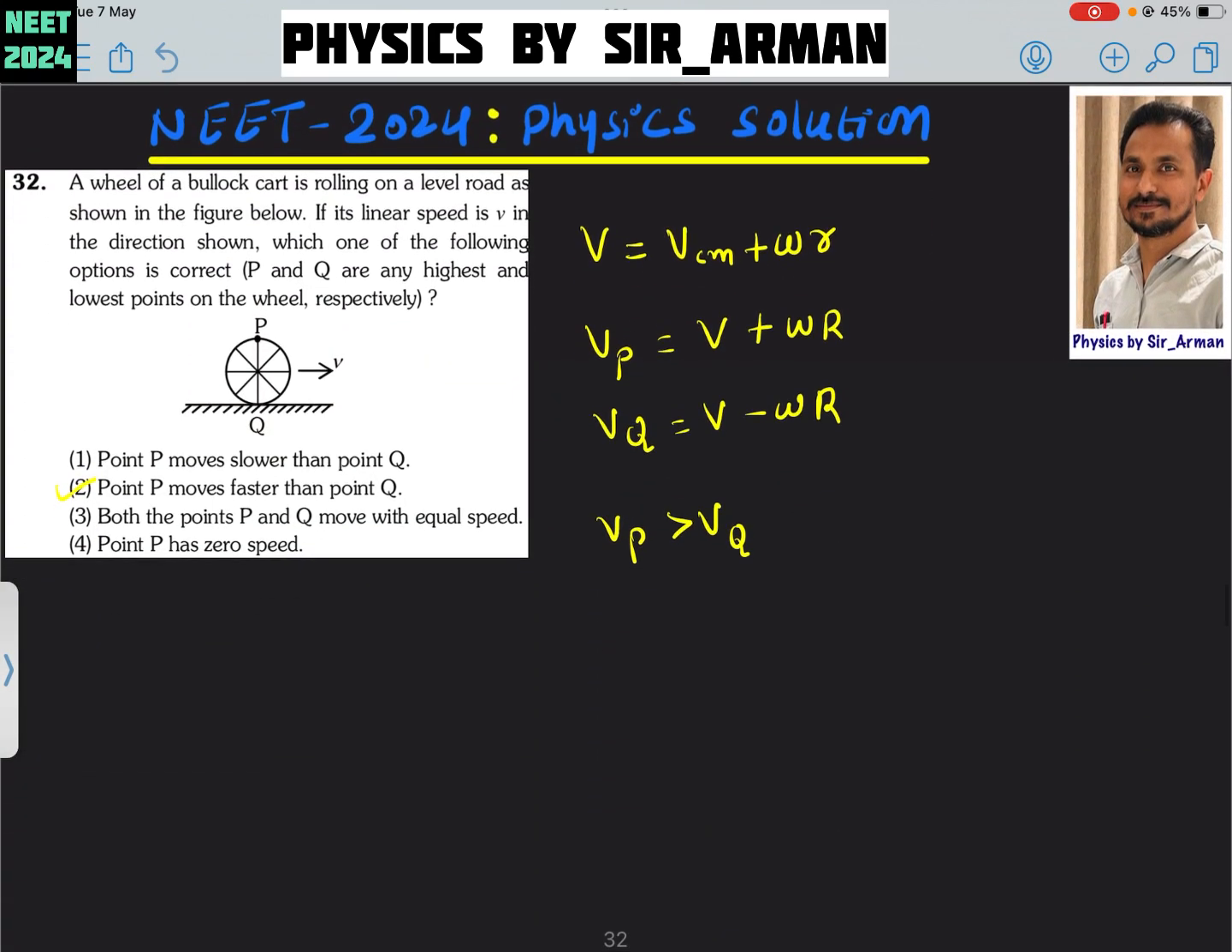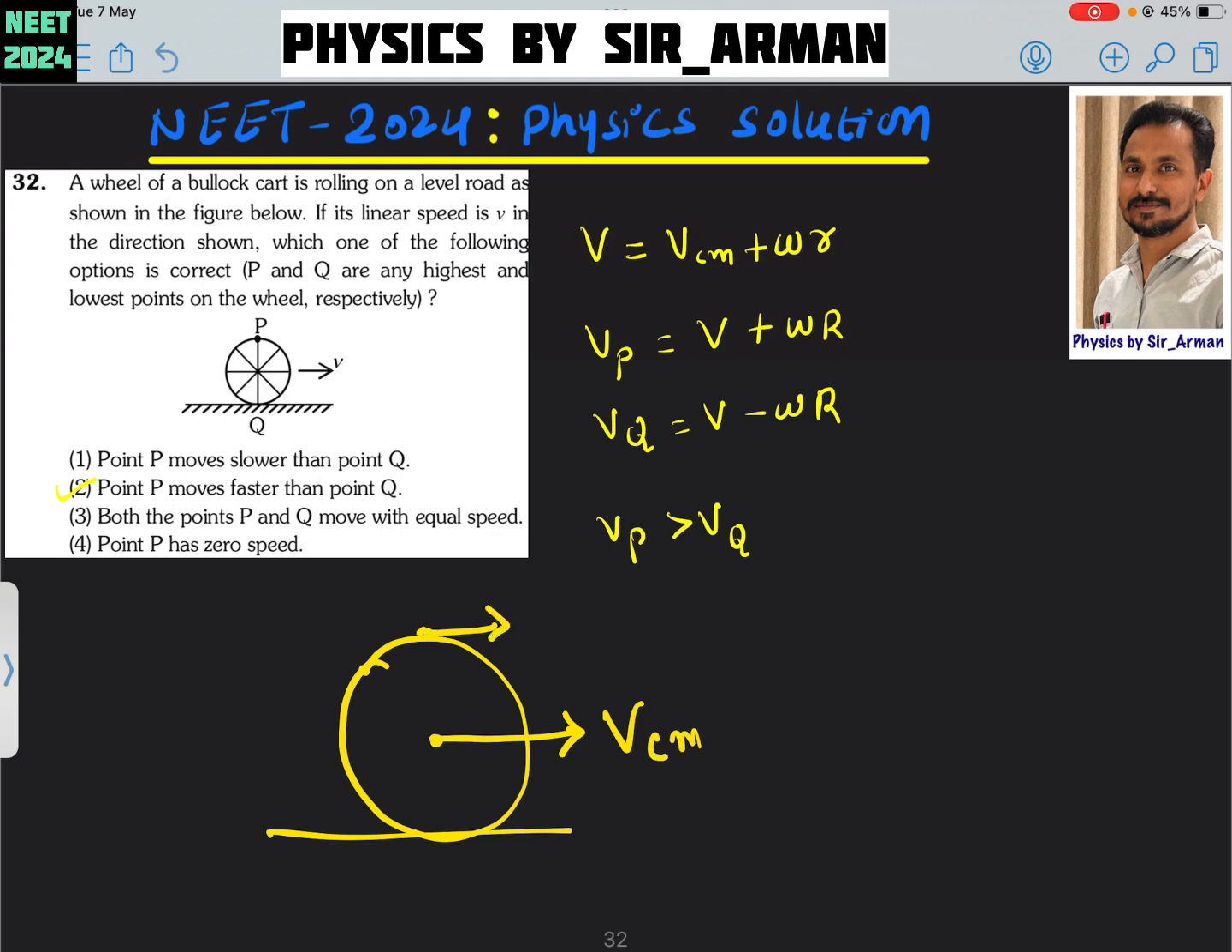Question number 32. A wheel of a bullock cart is rolling on a level road as shown in figure. If its linear speed is v in the direction shown, which of the following options is correct? Now for a rolling motion, we know that, suppose on this surface if the object is rolling, then in that case the speed of the center of mass is Vcm.